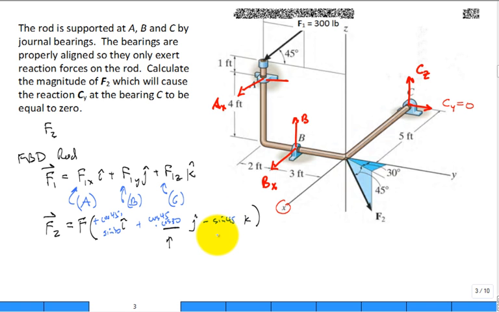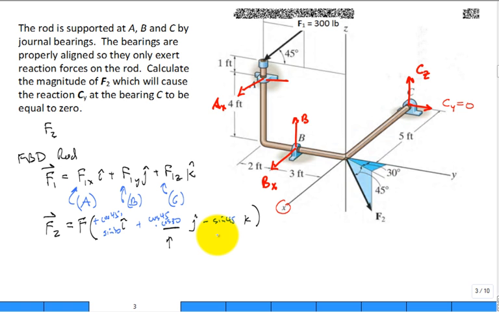All right. I know now how to represent F1 and F2. I have my free body diagram. How many equations can I get maximum off of a free body diagram in 3D for equilibrium? 6. I can get the sum of the forces in x, y, and z, the sum of the moments about the x, the sum of the moments about the y, and the sum of the moments about the z. Those are 6 equations I can get.